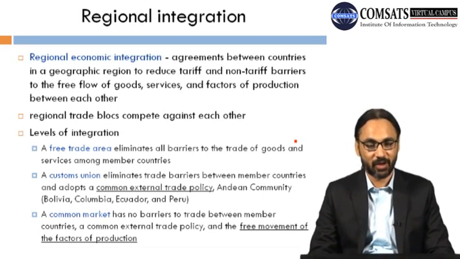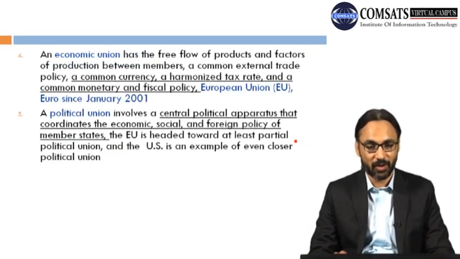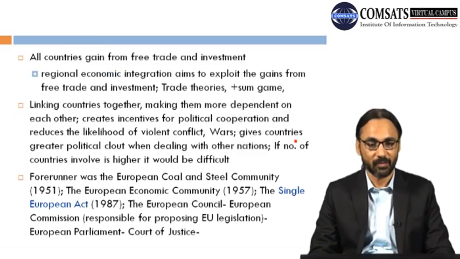In regional integration, we have seen the levels of integration. Within the levels of integration, we have discussed the three levels: the free trade area, the customs union, and the common market. And the political union involves a central political apparatus that coordinates the economic, social, and foreign policy of the member states. The EU is heading towards, at least, a partial political union.